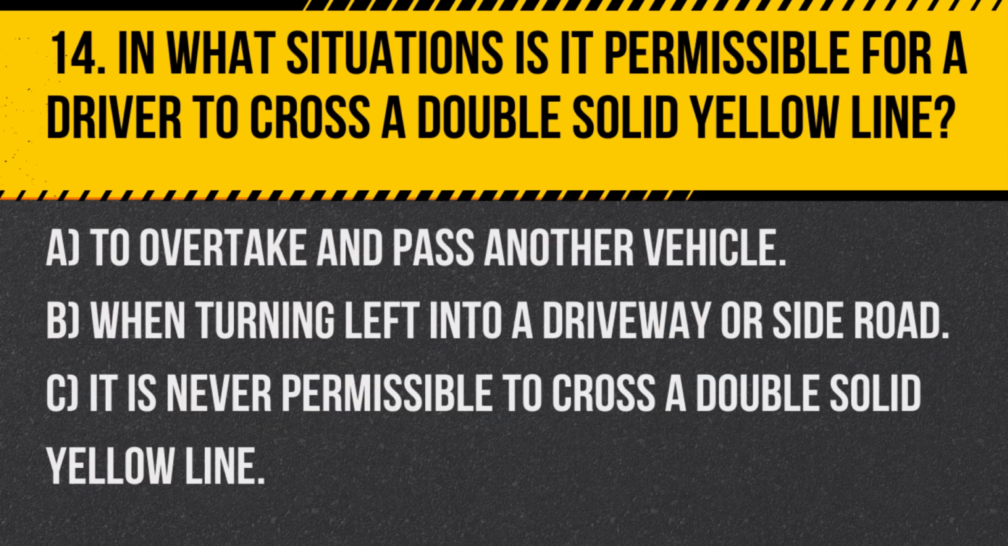Question 14. In what situations is it permissible for a driver to cross a double solid yellow line? A. To overtake and pass another vehicle. B. When turning left into a driveway or side road. C. It is never permissible to cross a double solid yellow line. Answer: B. When turning left into a driveway or side road. This is an exception to the general rule that double solid yellow lines should not be crossed.